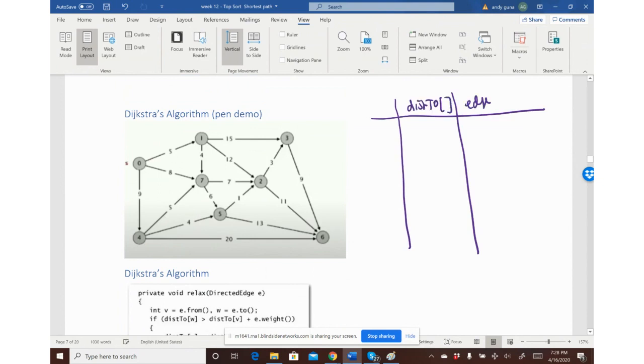I have two arrays. One is called edge2, the other is called distance2. And then I have the nodes 0, 1, 2, up to 7. Let's suppose that I start from 0. Just like the other one, I'm going to say that the distance from 0 to 0 is 0, but everyone else is infinity.